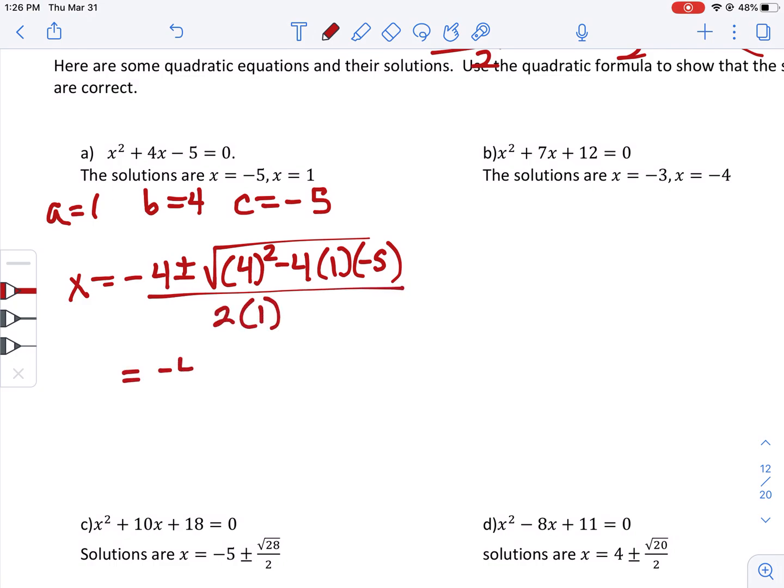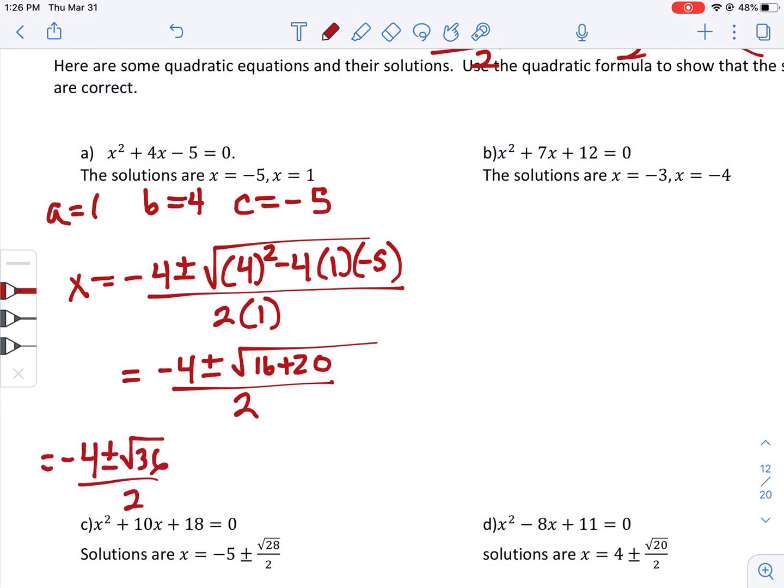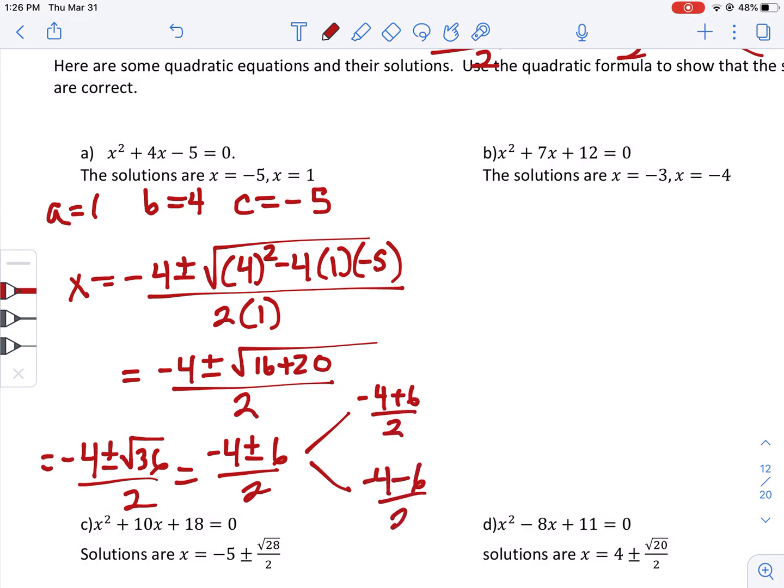So we have negative 4 plus or minus, let's see this, so this would be 16 plus 20 over 2. So this is negative 4 plus or minus the square root of 36 over 2. So negative 4 plus or minus 6 over 2. So negative 4 plus 6 over 2, negative 4 minus 6 over 2. So that's 1, and this is negative 5. So we got those.